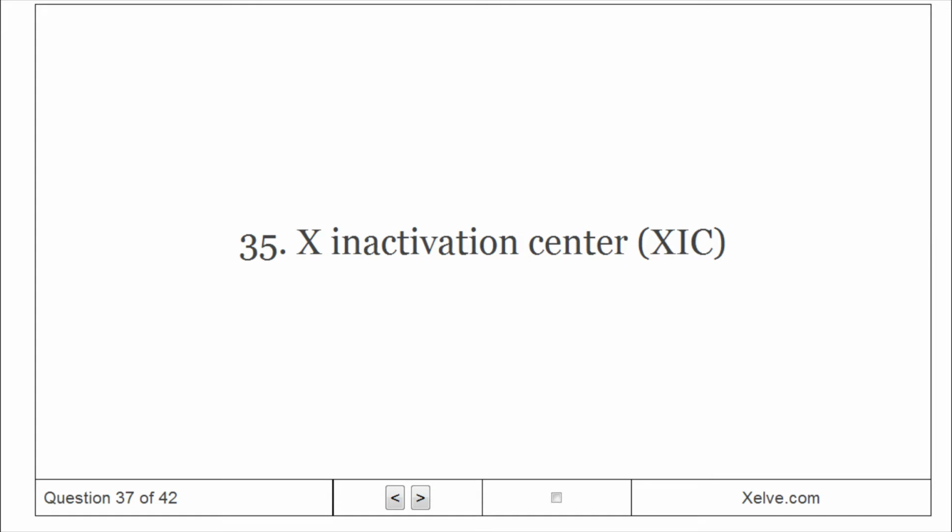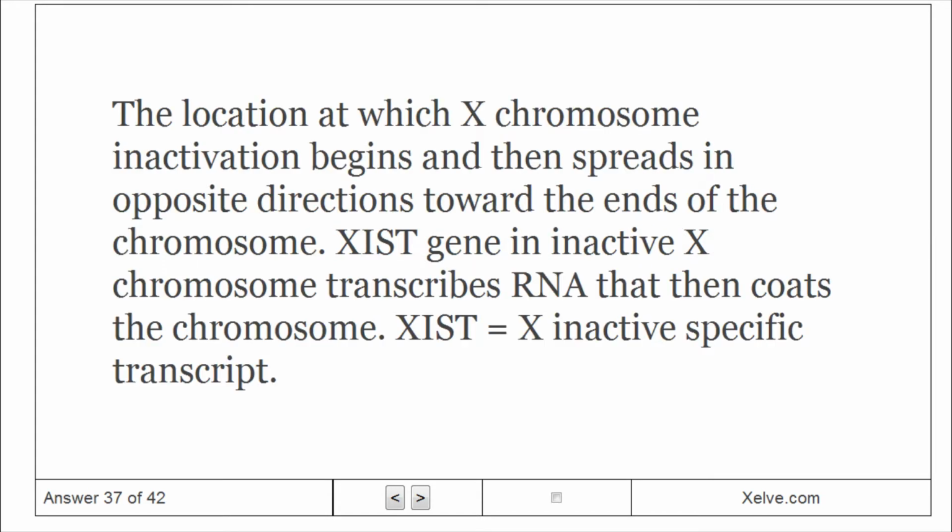X inactivation center. The location at which X chromosome inactivation begins and then spreads in opposite directions toward the ends of the chromosome. Xist gene. An inactive X chromosome transcribes RNA that then coats the chromosome. Xist equals X inactive specific transcript.